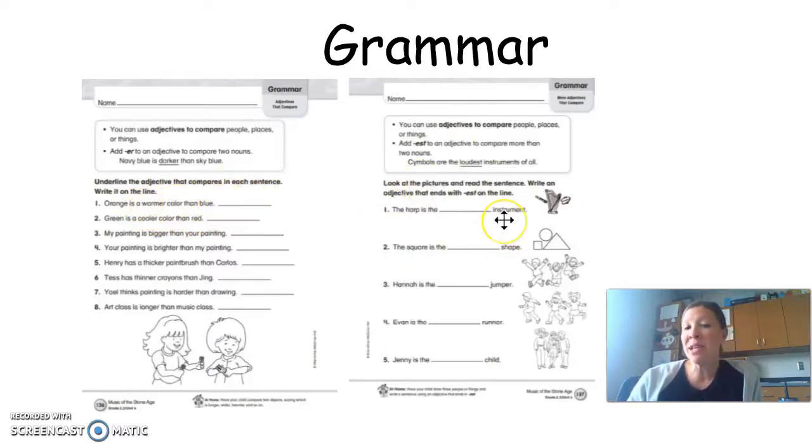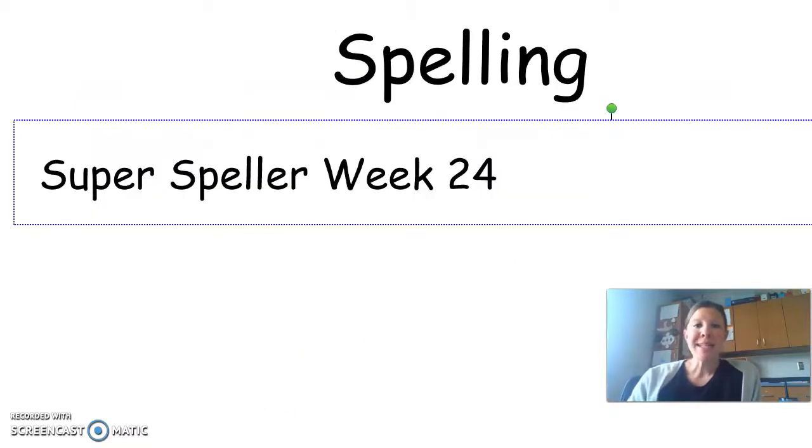Then I'm having you do two today. The reason why is because they go together. So this one, look at the pictures and read the sentences. Write an adjective that ends with est on the line. The harp is the instrument. So you think about how you would describe it, but it has to have est on the end. Okay, you got it. Spelling, Super Speller Week 24, last week for Super Speller.